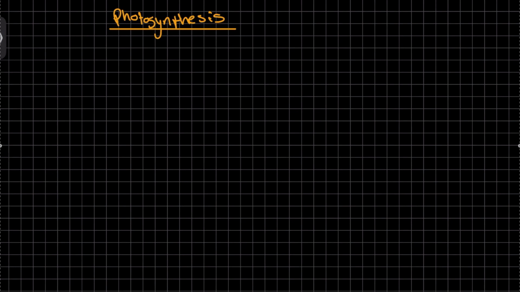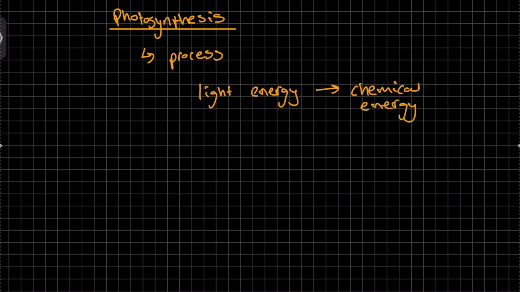Hello everyone. Today we are going to be going through the process of photosynthesis and how it differs between C3, C4 and CAM plants. Now, photosynthesis is simply the process by which plants turn light energy into chemical energy.